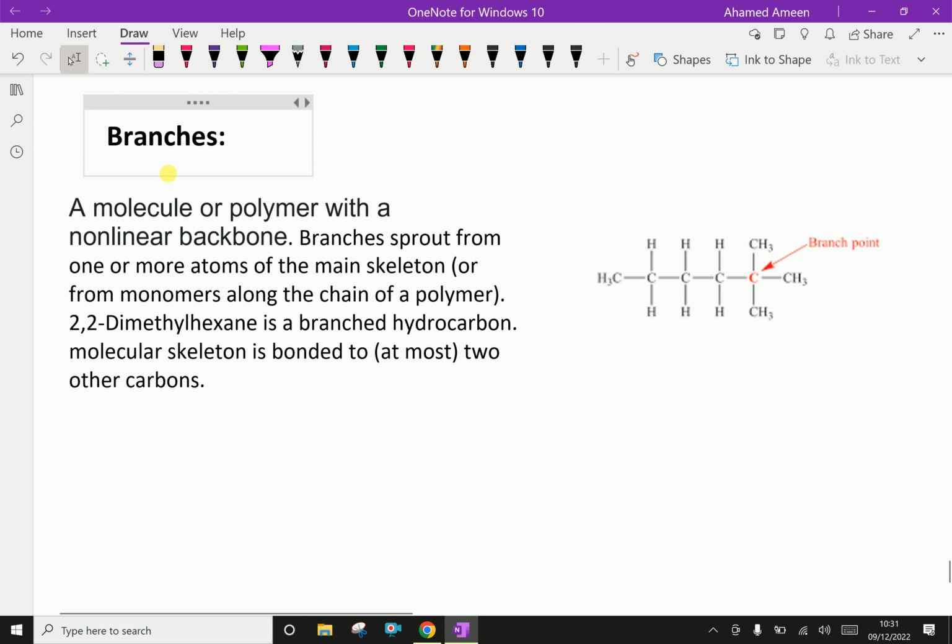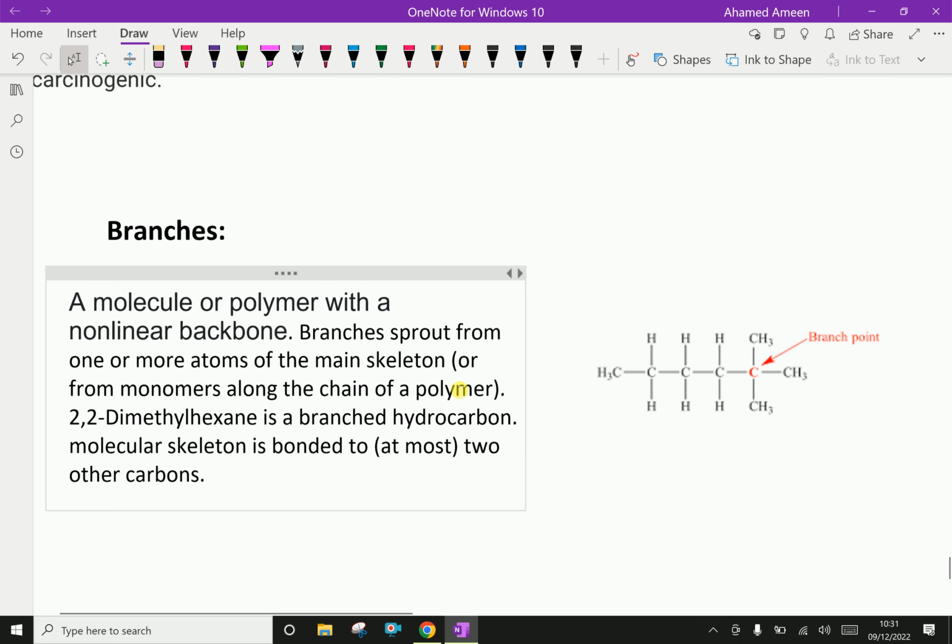Next, we will talk about branches. A molecule or polymer with a non-linear backbone is branched. Branches sprout from one or more atoms of the main skeleton or from monomers along the chain of the polymer. Here, for example, 2,2-dimethylhexane is a branched hydrocarbon. Here, the molecular skeleton is bonded to at most 2 other carbons. Look here, this is 2,2-dimethylhexane. This is a branching point. Each carbon has a branching point of other elements.